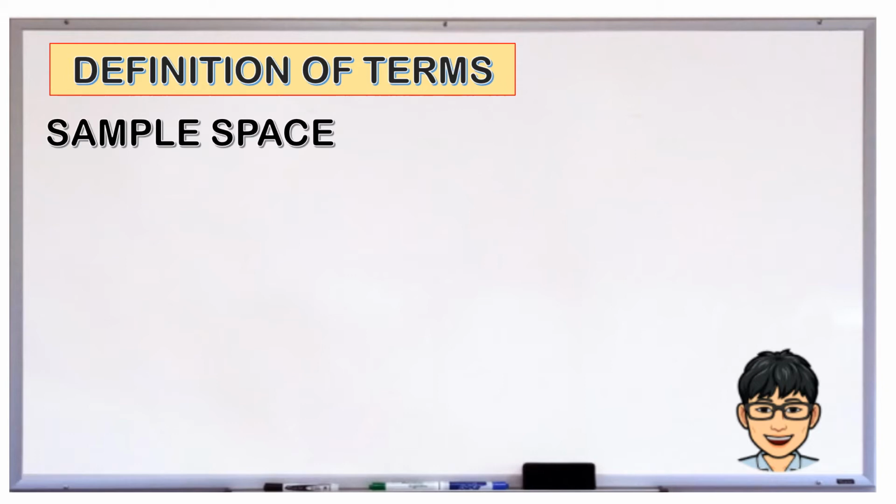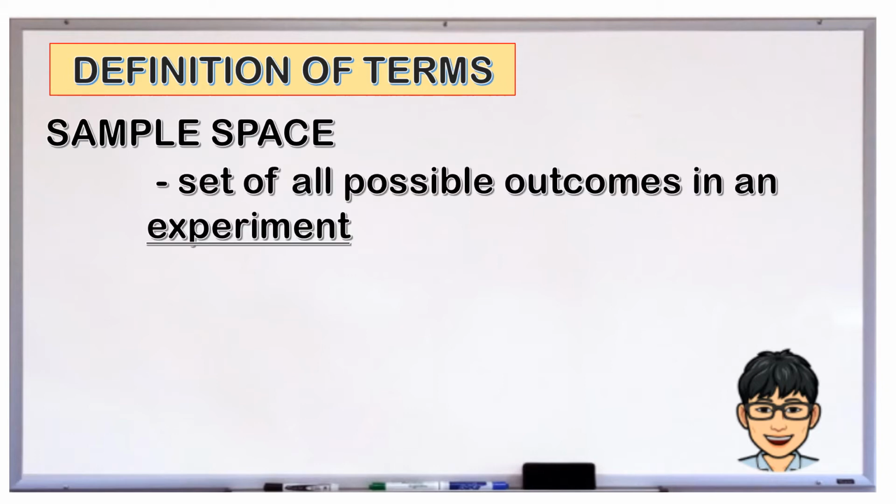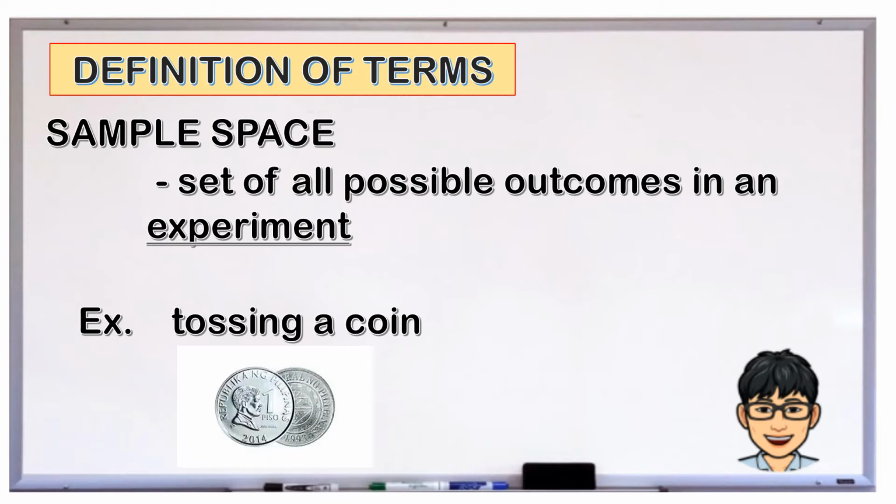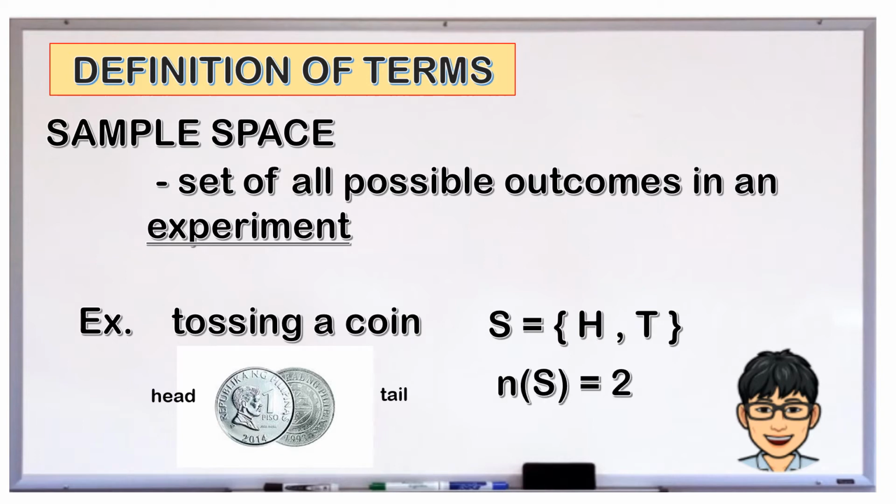Next, sample space. It is a set of all possible outcomes in an experiment. Halimbawa, in tossing a coin, alam natin na mga possible outcomes ng tossing a coin is either a head or a tail. Kaya yung kanyang sample space is either head or tail. So dito makikita natin na we have two elements in a given sample space.